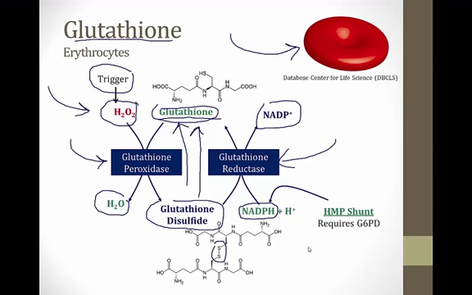However, for this process to work, you have to have a functioning HMP shunt, and for a functioning HMP shunt, you have to have G6PD. So if G6PD is deficient, then there will not be NADPH present, and glutathione cannot be regenerated, and thus the red cell will be vulnerable to damage from hydrogen peroxide.